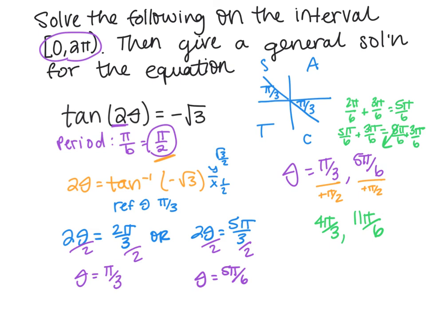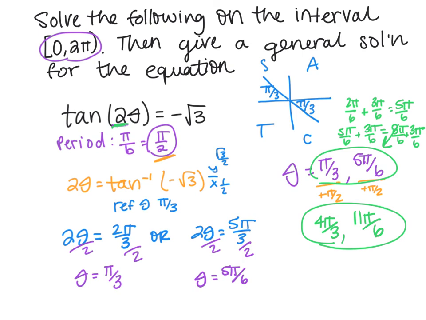Now we know we're at our limit because 2 pi is 12 pi over 6. We can't add another pi over 2. So our 4 answers in the range from 0 to 2 pi are pi over 3, 5 pi over 6, 4 pi over 3, 11 pi over 6. Again, this extra listing happens when you have that extra number inside the trig function.